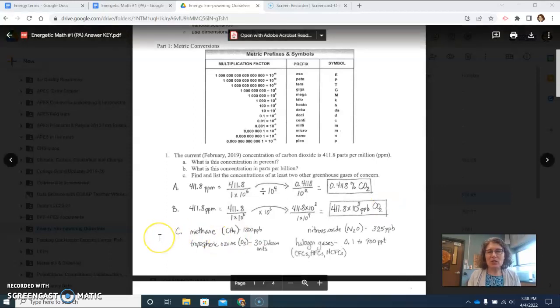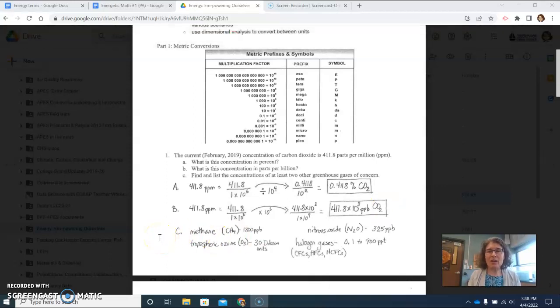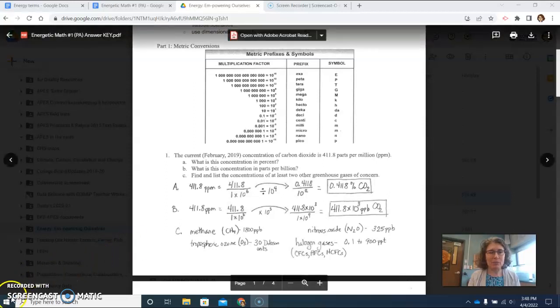The last part of this question is something that you can look up on your own. The values that I've represented here represent values from 2019, so you're going to want to update those for the current concentrations in the atmosphere.